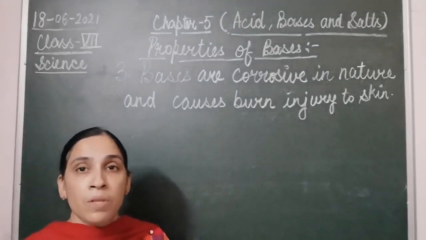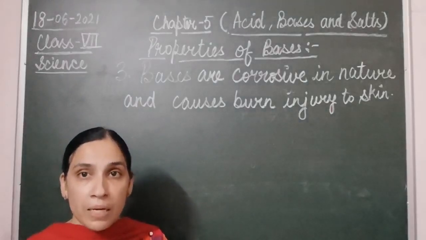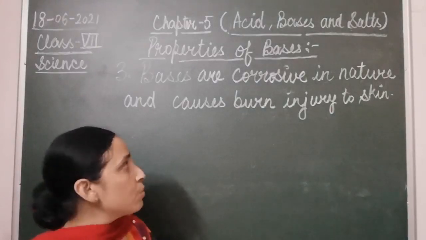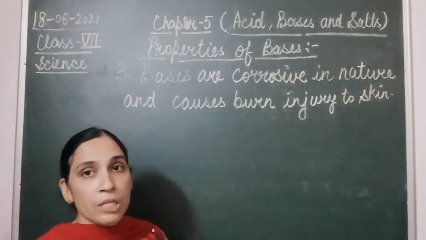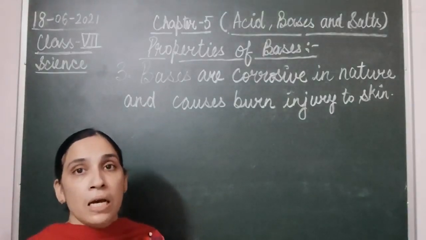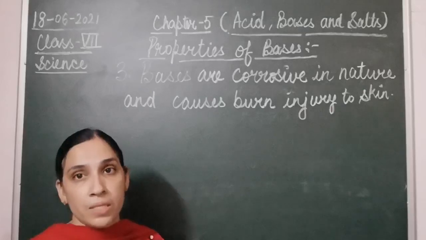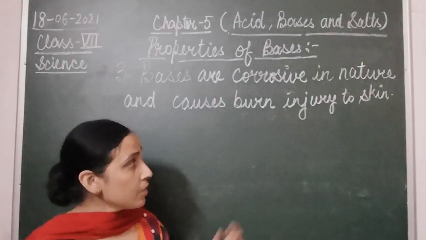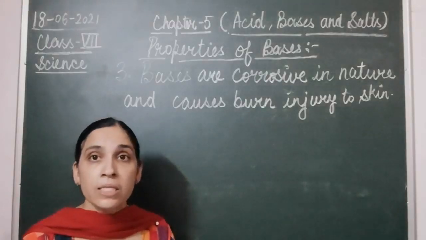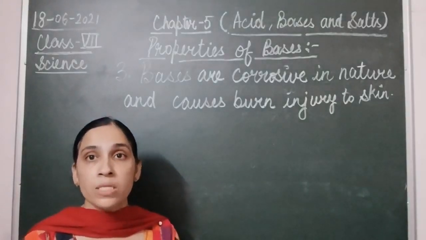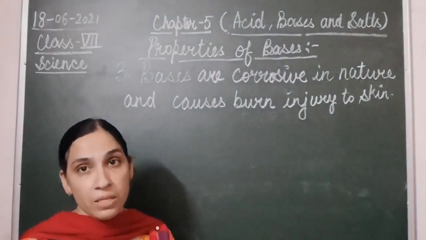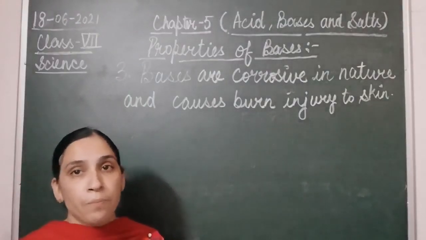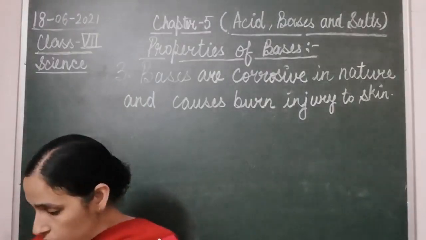Destruction means their material, their metal, can be corroded. It also causes burn injury to skin. Burn injury means if you use harsh bases, harsh meaning concentrated bases, they can cause injury to skin. Why? Since skin is the most sensitive organ in our body. So it may cause burns also. So that is your third property.